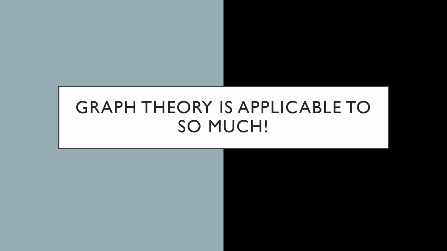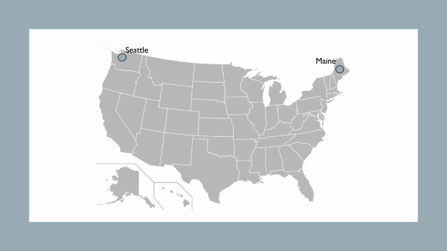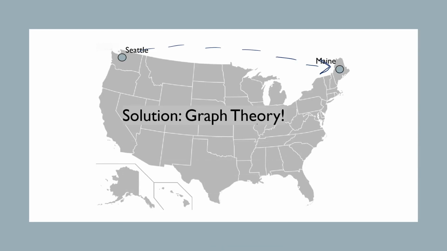Graph theory can solve one random problem. But the concepts of graph theory are actually applicable in so many different aspects of life. Say I want to travel from Seattle to Maine and get there in the least amount of time possible. There are no direct flights, so instead I need to find the shortest path. To solve this problem, we use graph theory.